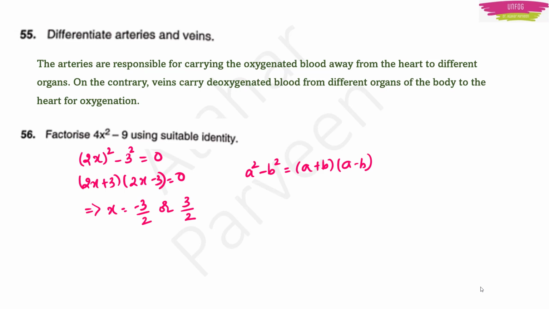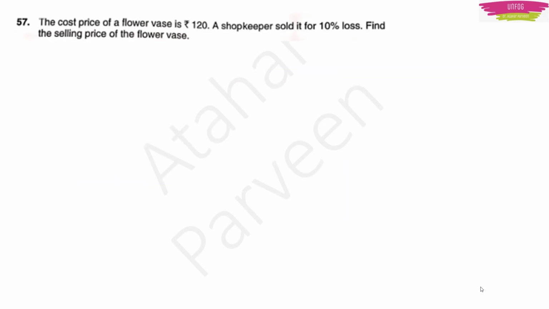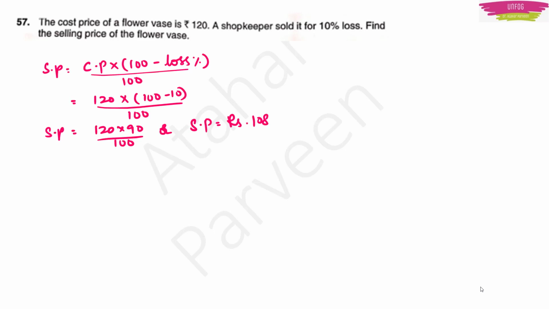Okay. Next question. The cost price of a flower vase is rupees 120. A shopkeeper sold it for 10% loss. Find the selling price of the flower vase. So here cost price is given, it is rupees 120 and he sold it for 10% loss. Now to find selling price we have a formula, right? It is equal to cost price into (100 minus percentage loss) upon 100. Substitute the values, you get selling price will be equal to rupees 108.